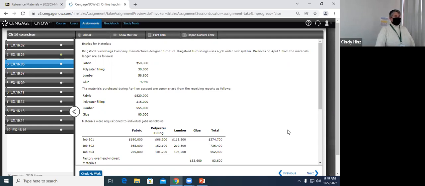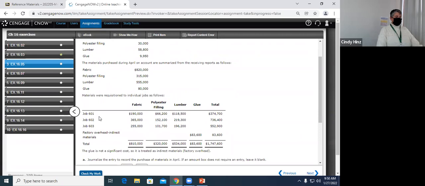Balances on April 1st from the materials ledger are as follows. And then we have materials purchased on account during the month. And during the month, we were also working on 3 different jobs where we used materials, we moved them out of the materials inventory account into work in process. Each one of these jobs, we looked at a slide in the PowerPoint last class.